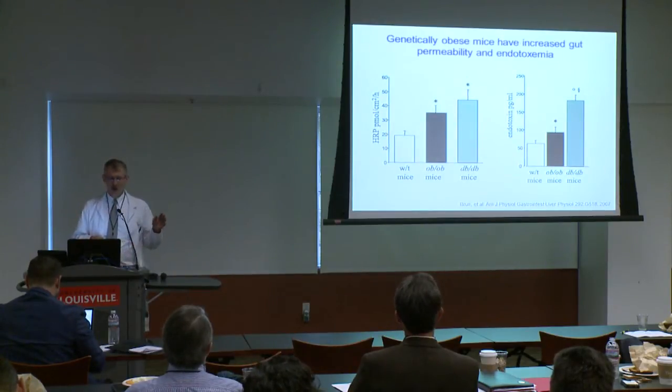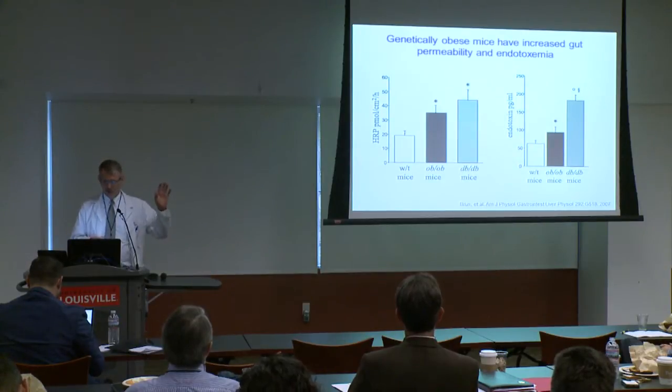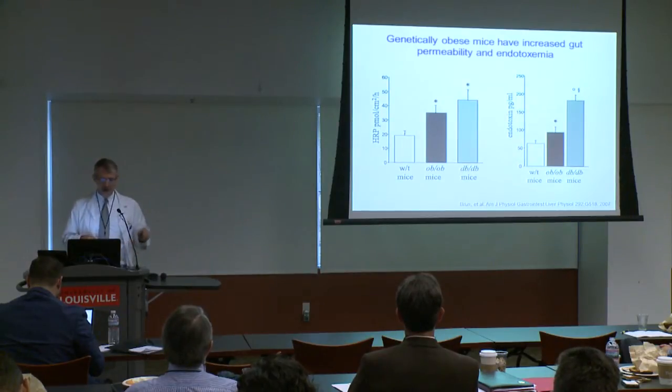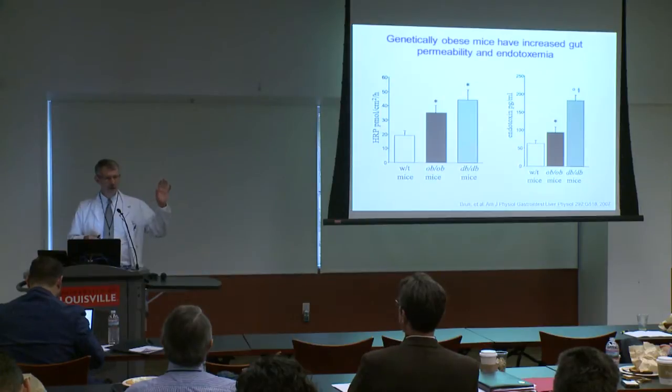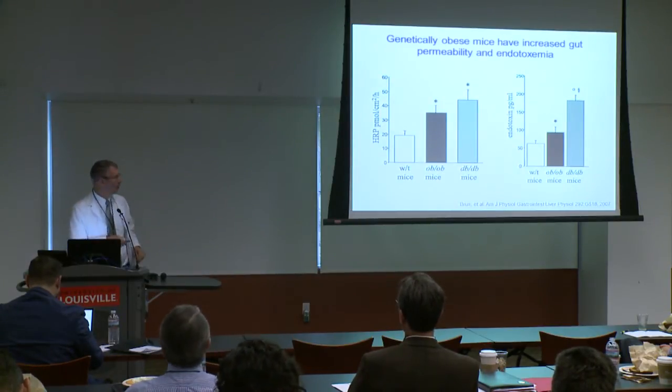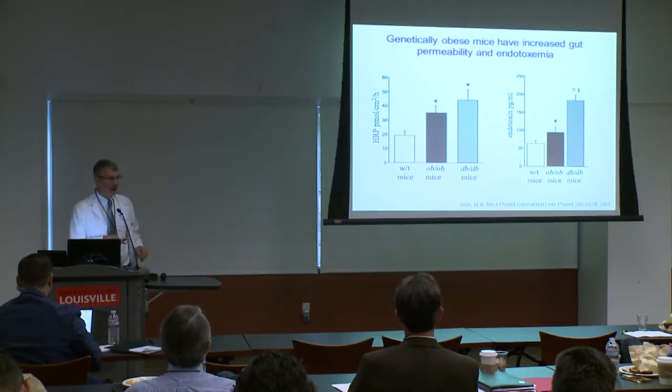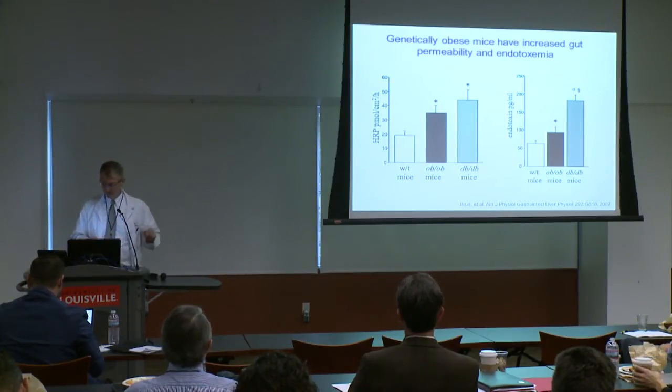It was then shown that genetically obese mice, either the DB/DB or OB/OBs, had increased gut permeability as assessed by horseradish peroxidase or by serum endotoxin levels. They had endotoxemia.